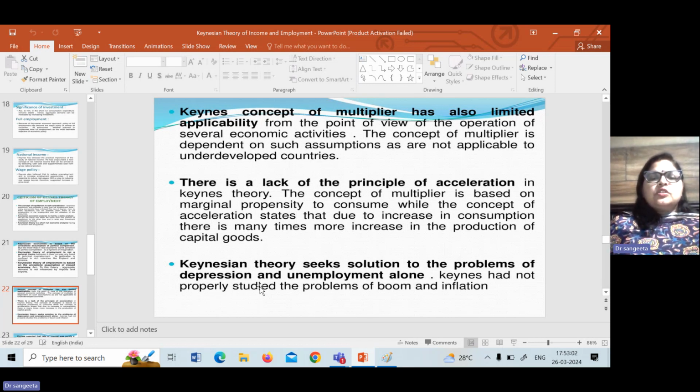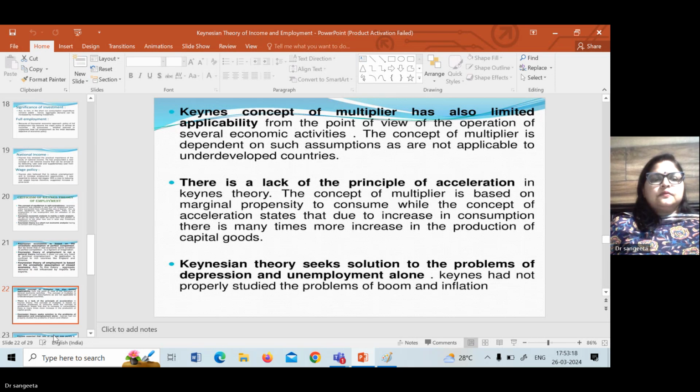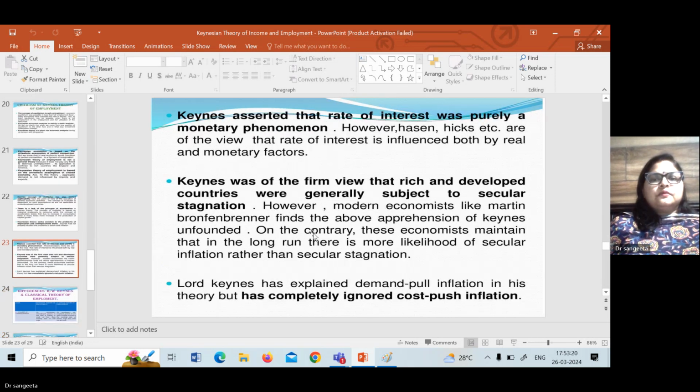Next is Keynesian theory seeks a solution to the problem of depression and unemployment alone. But what about other problems like inflation or business cycle variations in the economy? Next, Keynes asserted that the rate of interest was purely a monetary phenomenon, but in the real sense, it is influenced by both real and monetary factors.